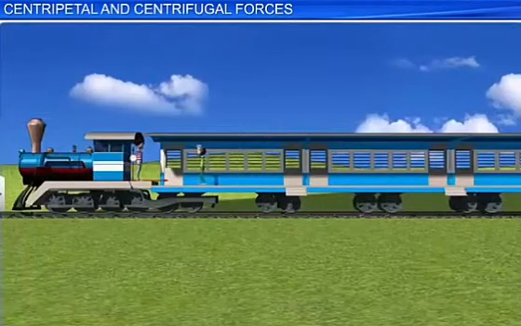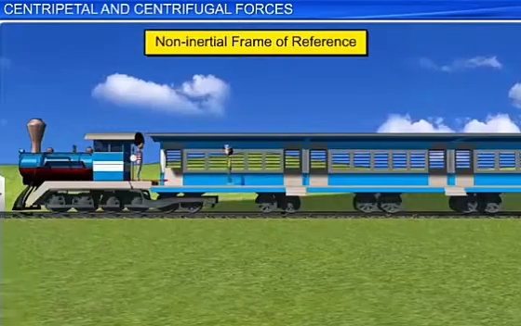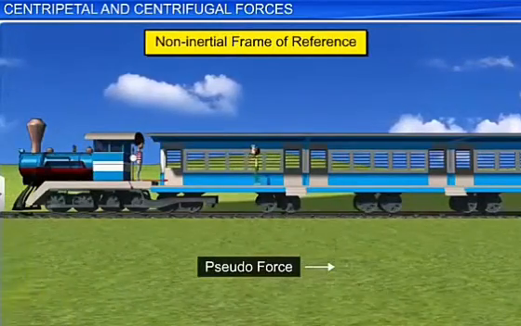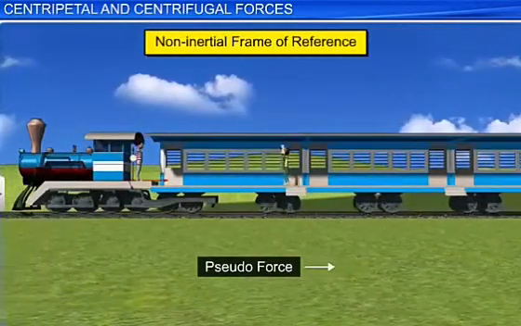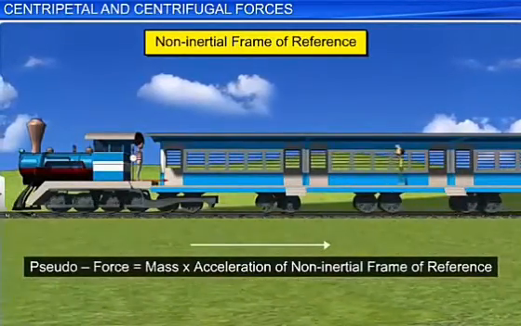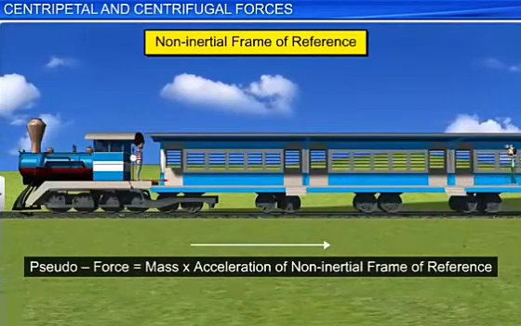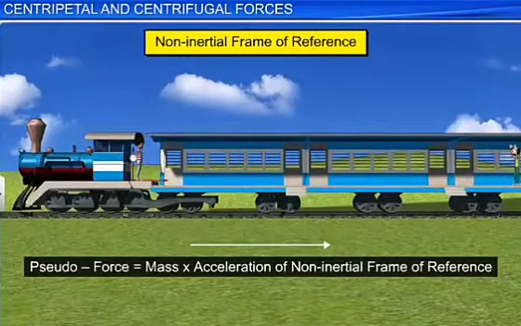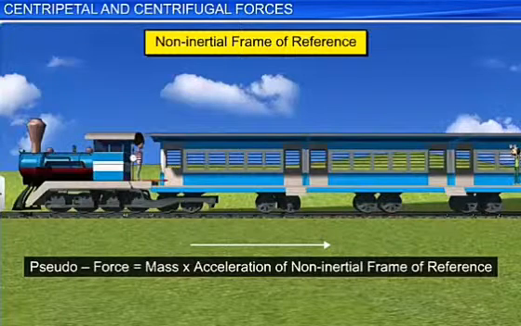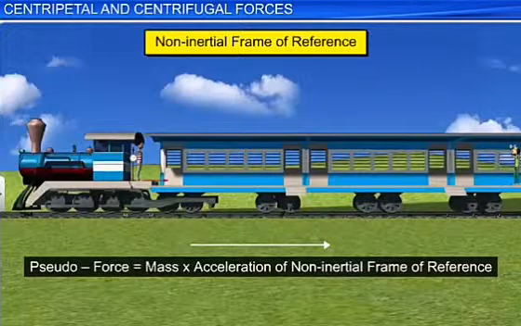In order to use Newton's laws of motion in a non-inertial frame of reference, a pseudo-force needs to be considered. This pseudo-force is equal to the product of the mass of the body and the acceleration of the non-inertial reference frame. The force needs to be taken in a direction opposite to the direction of the acceleration of the frame of reference.